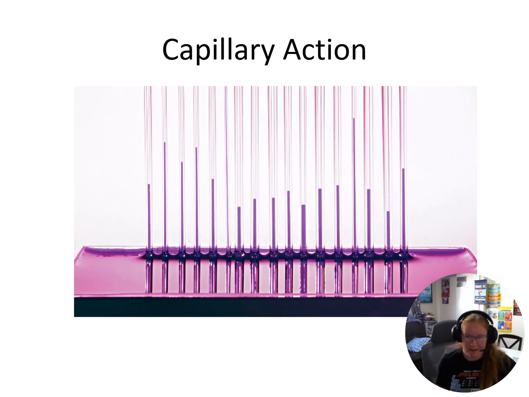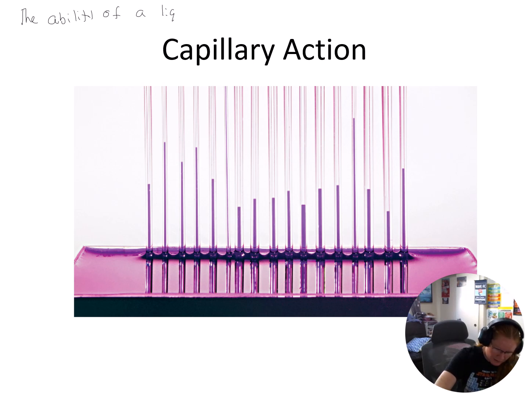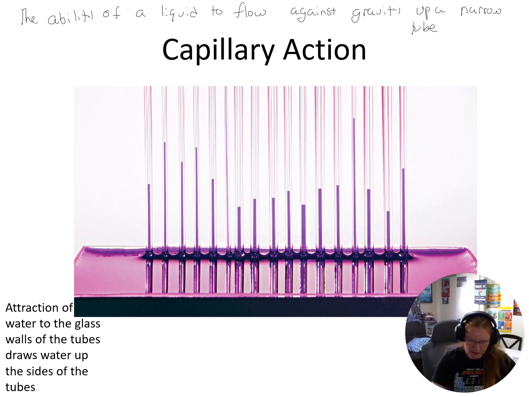Okay. All right. And then we have capillary action. What is capillary action? The ability of a liquid to flow against gravity up a narrow tube. Okay? And so we've got this attraction of the water to the glass, like I just explained, it draws the water up the side.